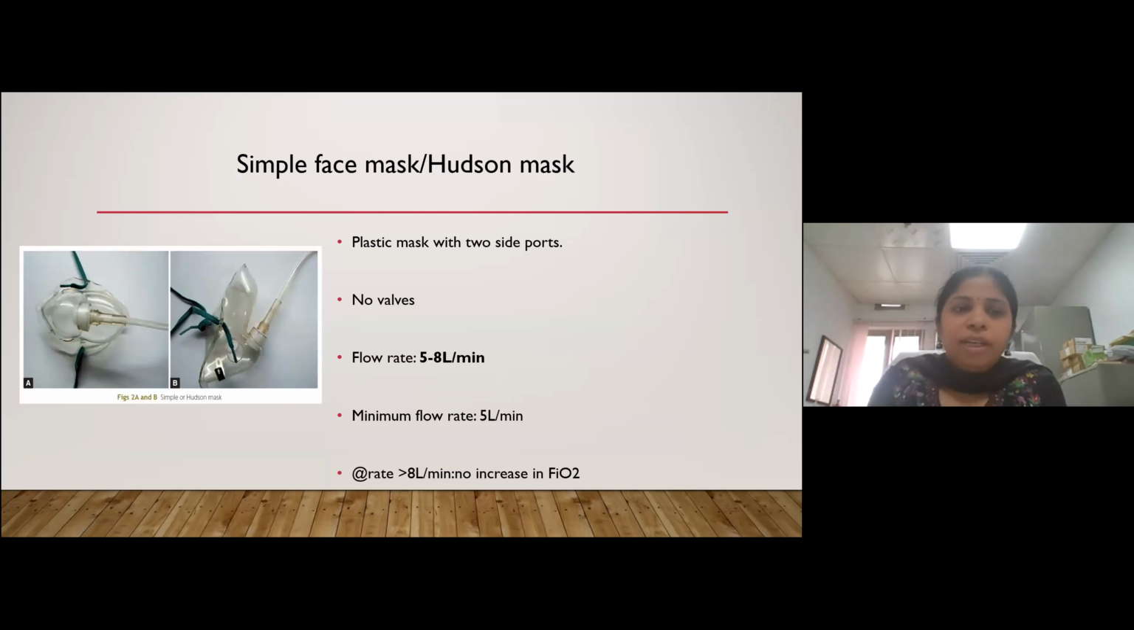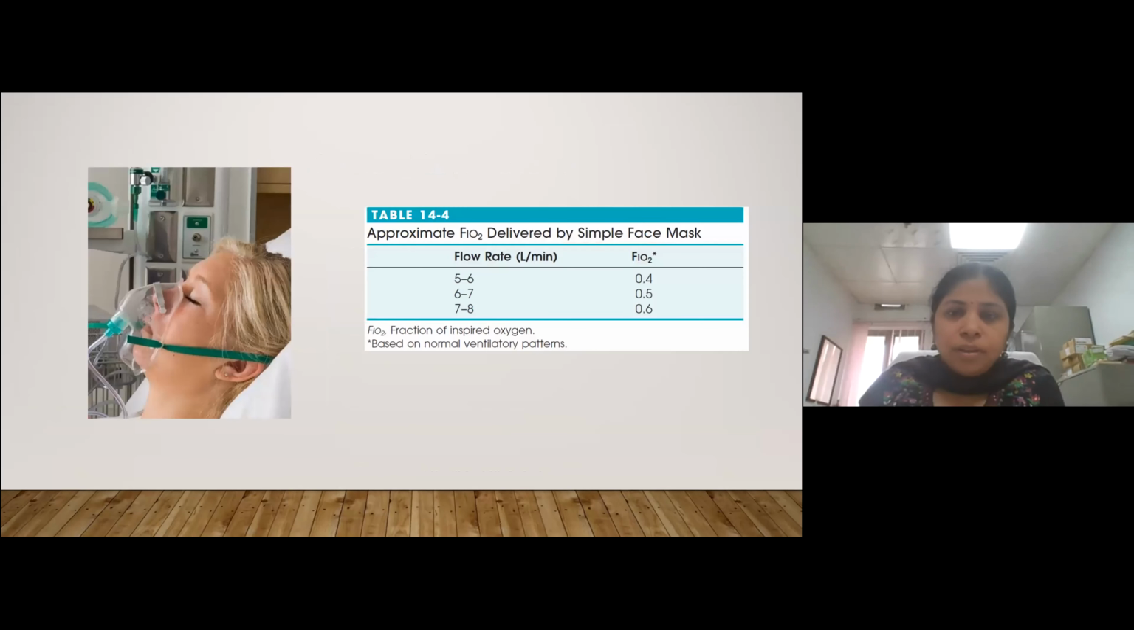Then these are simple face masks. They have a plastic mask with 2 side ports. They don't have any valve, and the flow rate is around 5 to 8 liters per minute. Minimum flow rate should be 5 liters per minute, and at more than 8, there is no extra advantage of additional FiO2. So depending on the flow rate, at 5 to 6 liters per minute, we have 40% FiO2 delivered. At 6 to 7, we have 50%, and at 7 to 8, we have 60%.